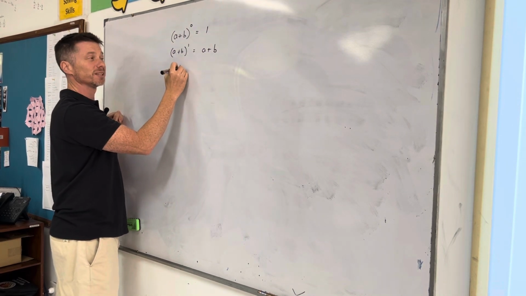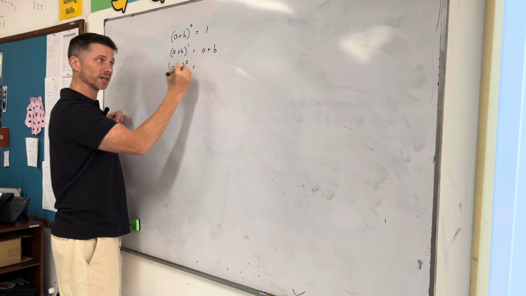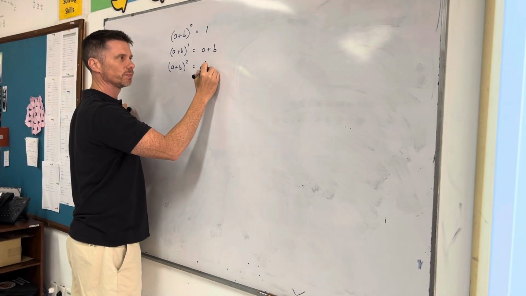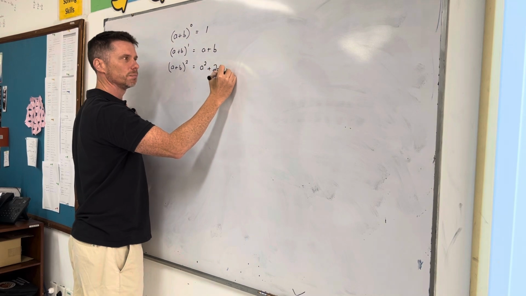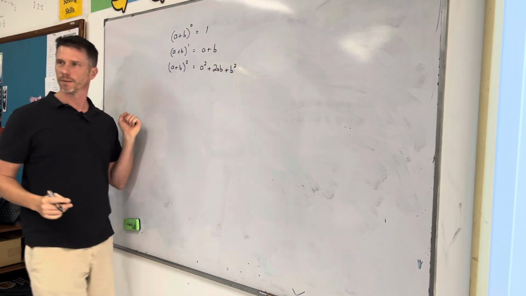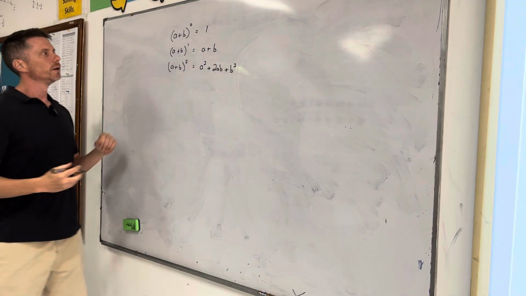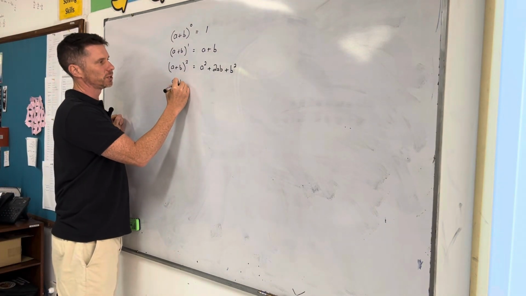If I put this to the power of 2, what do I get? A squared plus 2ab plus b squared. Let's do it out properly, yeah? A plus b times a plus b. Okay. If I do it to the power of 3, what do I get?